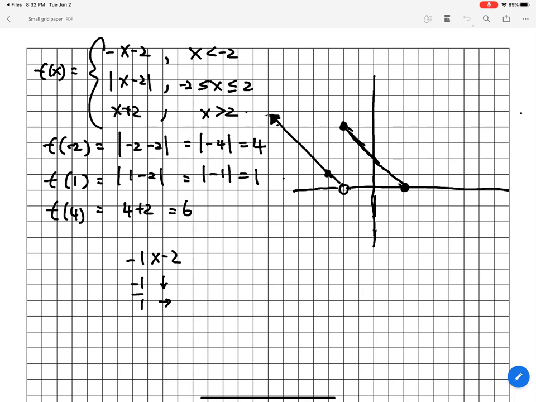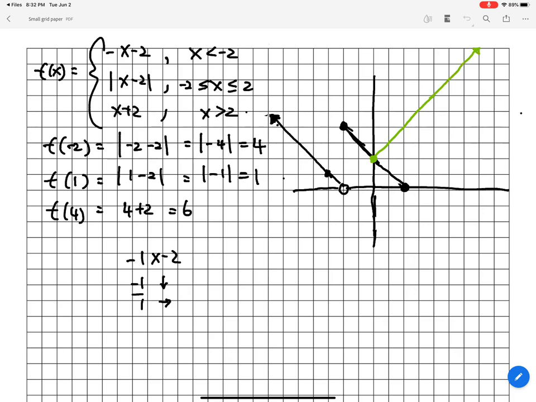Now the last equation, x plus 2, happens when x is greater than 2. So again, I'm just going to go ahead and graph the line. I'm going to use a different color this time because we're going to cross some stuff. X plus 2 means I start at 0, 2, then I go 1 up, 1 to the right, and keep going, and going, and going.